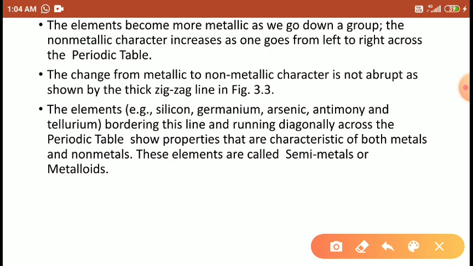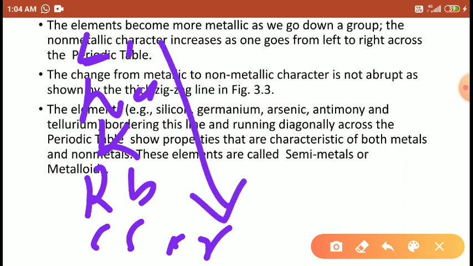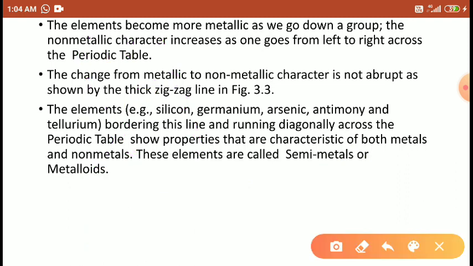For example, lithium, sodium, potassium, rubidium, cesium and francium. When you move from top to bottom, the elements at the bottom are more metallic than those at the top. Why? Because they more easily donate electrons. Their ionization enthalpy is very low, so that's why they are more metallic in nature.